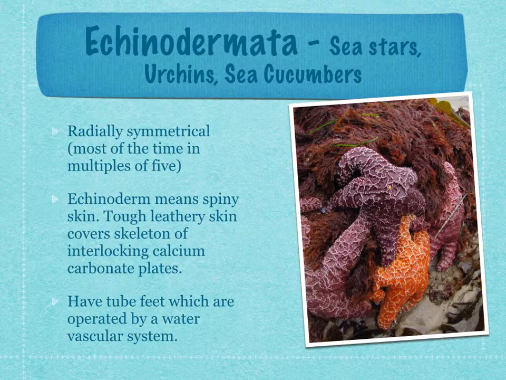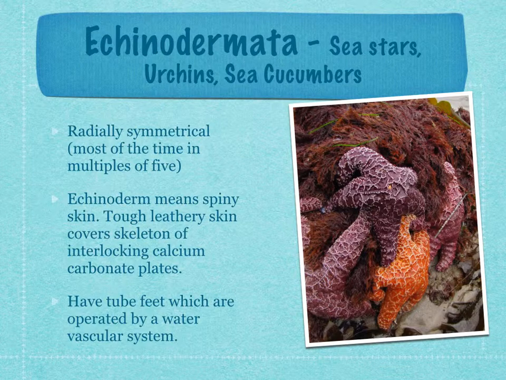Echinodermata: sea stars, urchins, sea cucumbers, and sand dollars. This group also has radial symmetry. Most of the time, however, it's in multiples of 5. Think about an ochre star, like the ones on the right. They have 5 arms. Or the sand dollar. They have 5 teeth. Echinoderms means spiny skin.